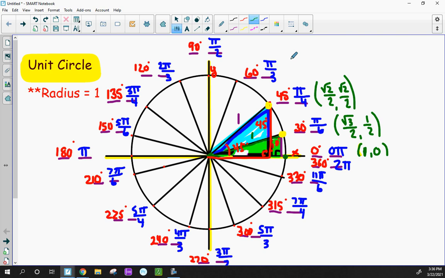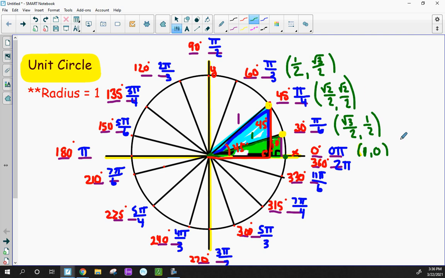At 60 degrees, I'm just going to go ahead and give you the ordered pair, but 60 degrees is related to 30 degrees, so it's the inverse of this. You're just going to switch those x and y coordinates. So 60 degrees is ordered pair is 1/2, comma, radical 3 over 2.